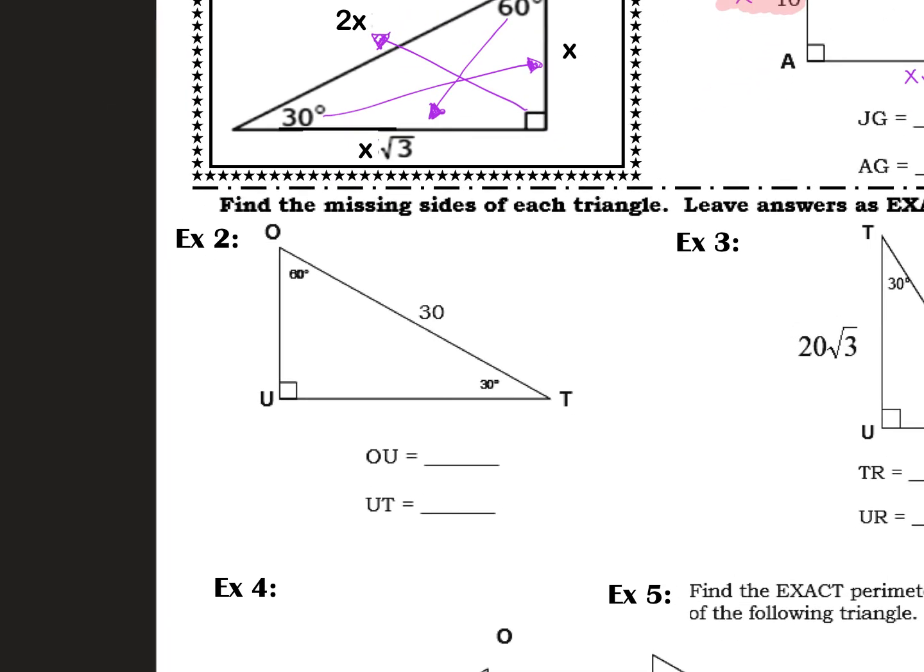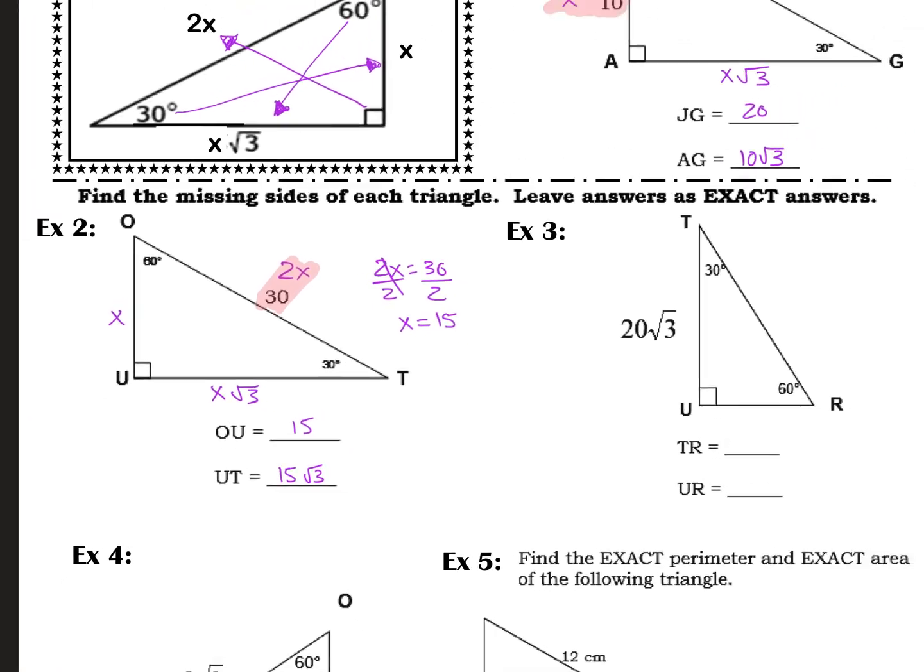Hopping over to example 2 here, I'm going to ask the same questions. Where does my 2x go? My 2x is going to go here with this 30. Where does my x radical 3 go? It goes across from the 60. And where does my x go? It goes across from the 30. And so then, again, highlight things where I have repeating, and I'm going to set it equal to each other. So 2x equals 30. Divide by 2 to solve that. So I get x equals 15. So my OU side is going to be 15 because it's just x. And then I get 15 radical 3 there.